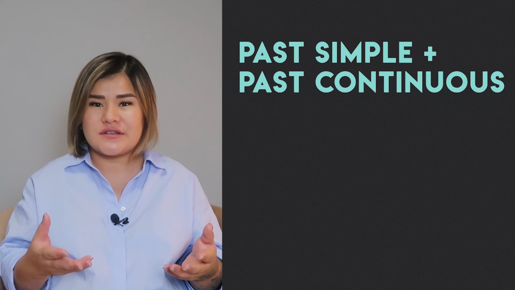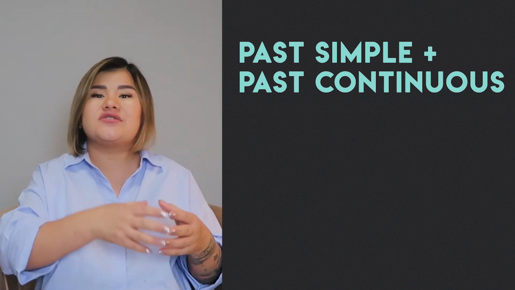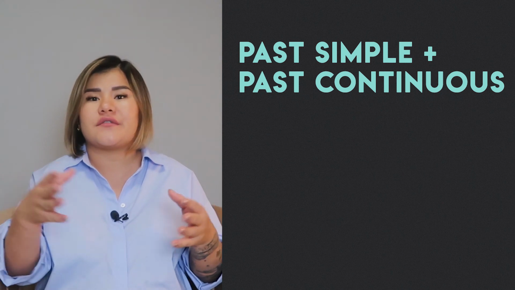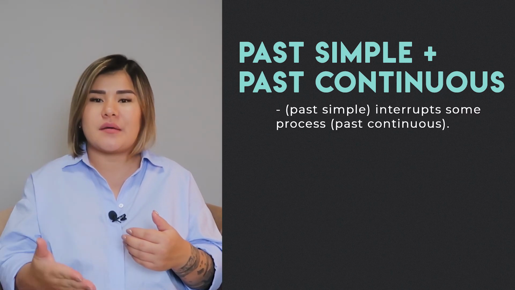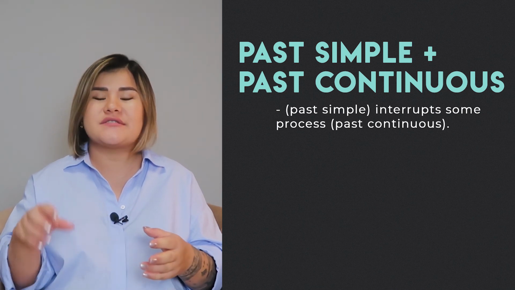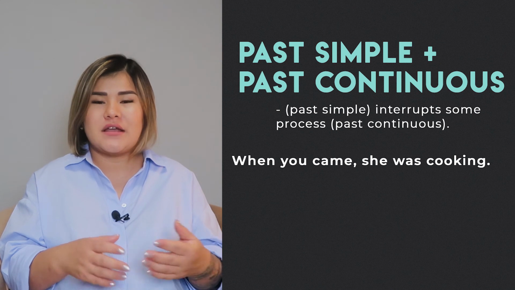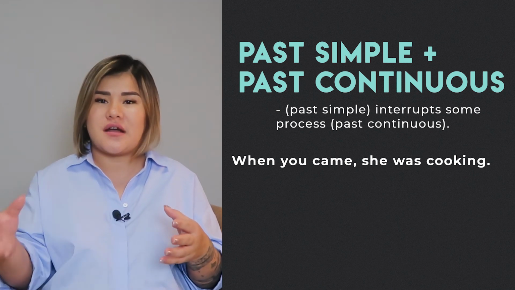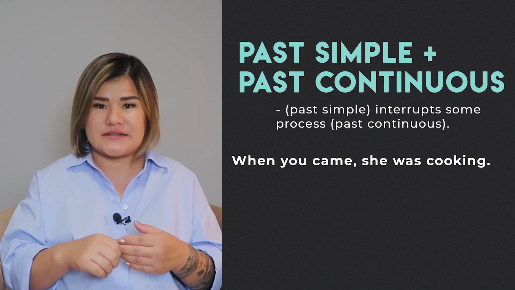Now let's talk about the combination of past simple and past continuous. So past continuous action is a process, something with a duration. It needs some period of time. And past simple action usually interrupts that process or happens within it. When he came, she was cooking. She was cooking, that was a process, and he came. He came in the middle of that process.